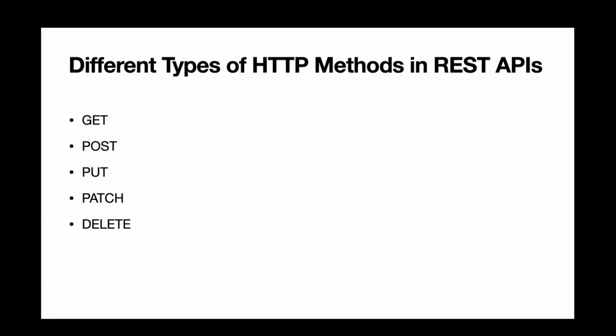Delete. The delete method is used to remove a resource from the server. When a client sends a delete request to a specific URL, it permanently deletes that resource from the server. After deleting the resource, the server sends an HTTP response back to the client indicating the outcome of the deletion attempt.